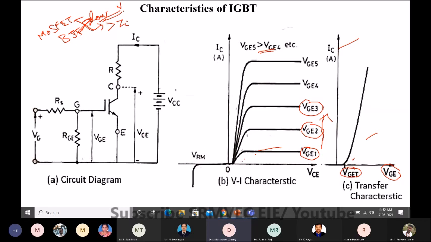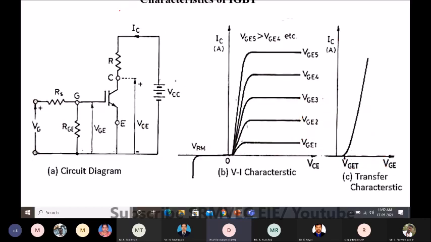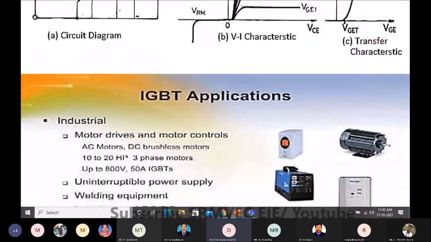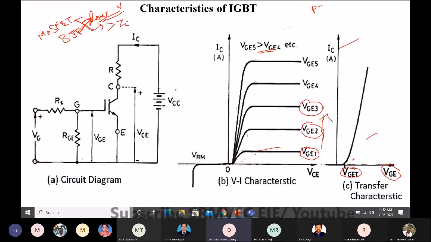Various names are used to call this device. For example, it is called insulated gate transistor, metal oxide insulating gate transistor, gain modulated field effect transistor. Like that, many names are used. And there are two types whenever you go for this IGBT: punch-through and non-punch-through. If the N plus buffer layer is present, it is called punch-through. If it is not available, it is called non-punch-through.